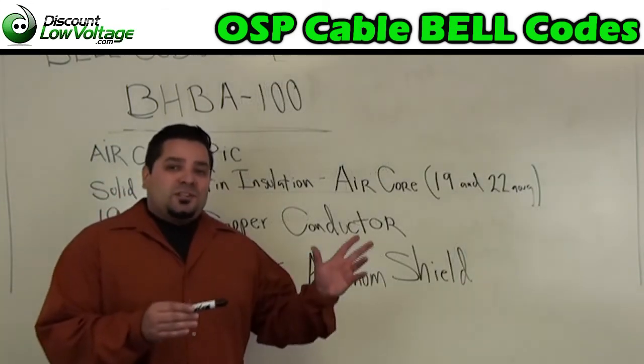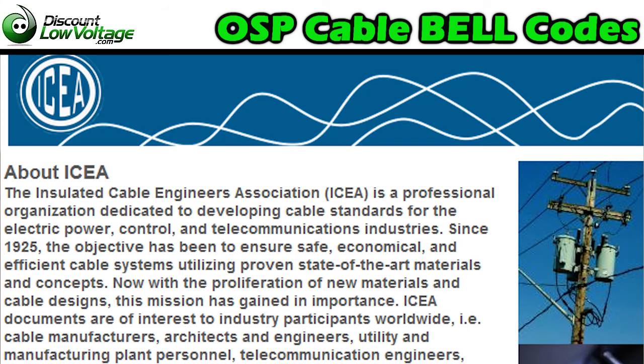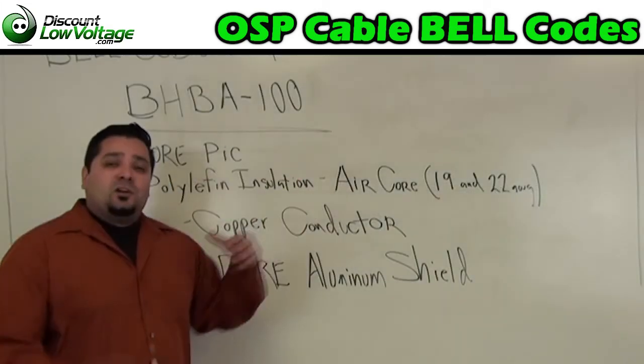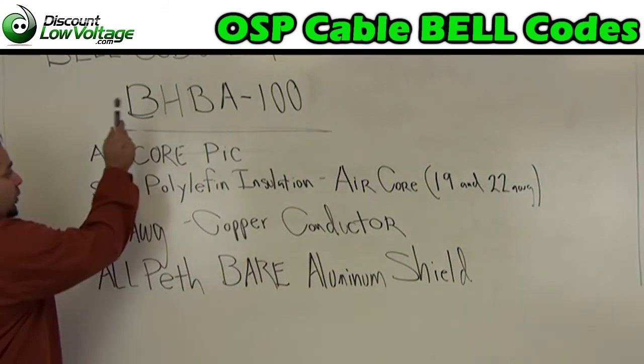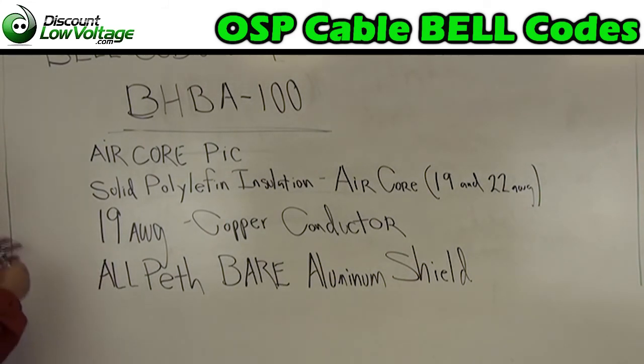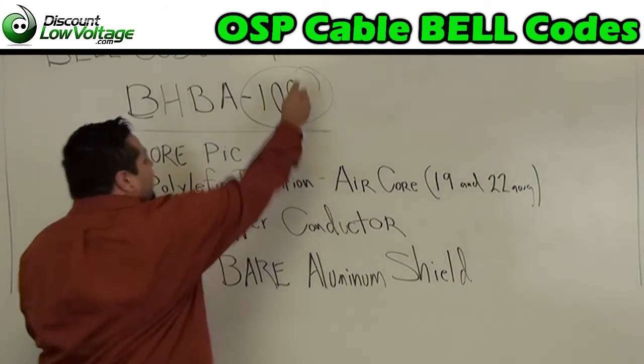Now all the codes that we just went through are based on ICEA publication P-61-694 and Bellcore SR-3253 issue 1. Now, according to our code that we broke down and went through, our code here, BHBA-100, we have an air core PIC with the solid poly insulation air core for 19 and 22 gauge cable. We do have a 19 gauge copper conductor. We have an all-path bare aluminum shield, and we do have a 100 pair cable.